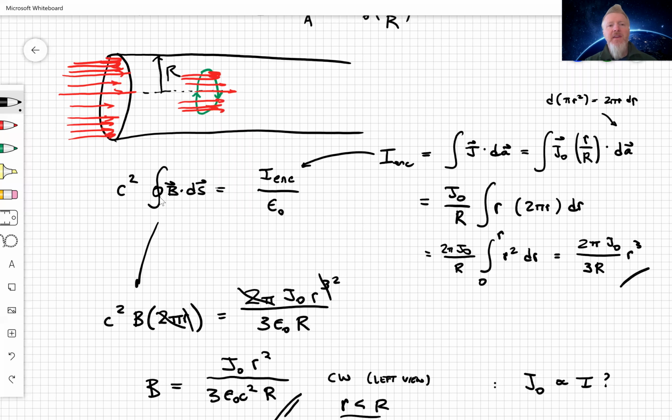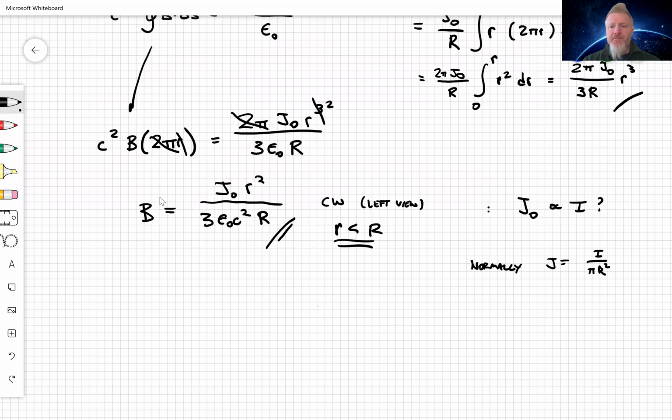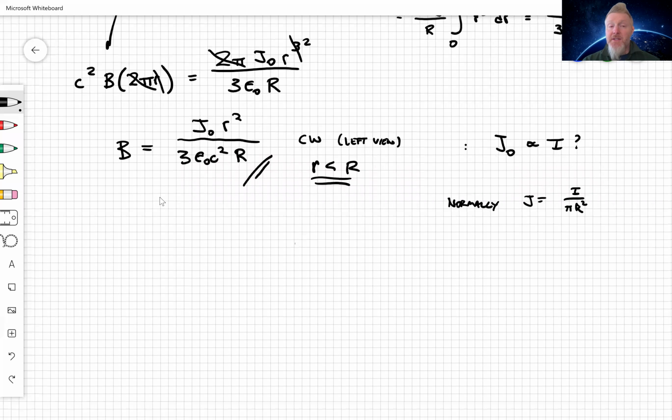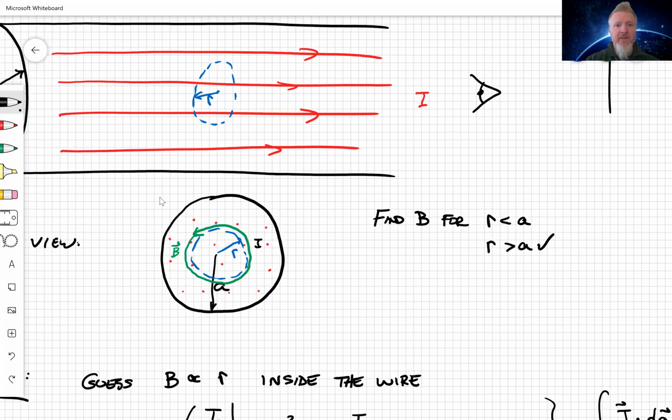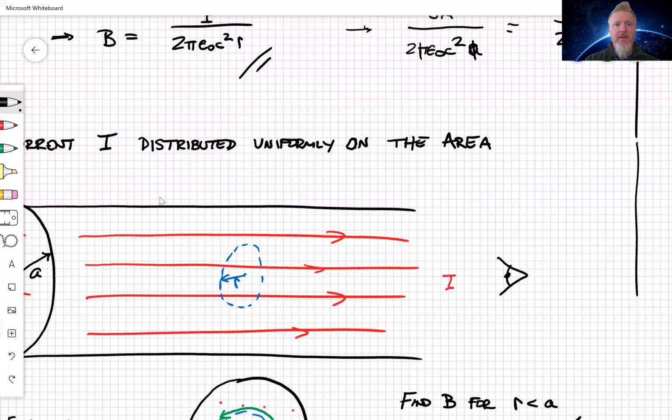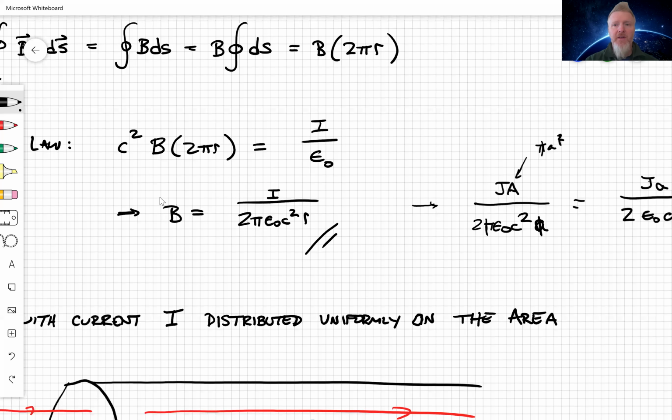So if I look at this thing here, since the current density changes as a function of little r, what I was wondering about is, okay, well, what does it look like if I get to outside the wire? And outside the wire, we already know what the field should be, right? If we look back over here, this was the field inside the wire, and here is the field outside the wire.